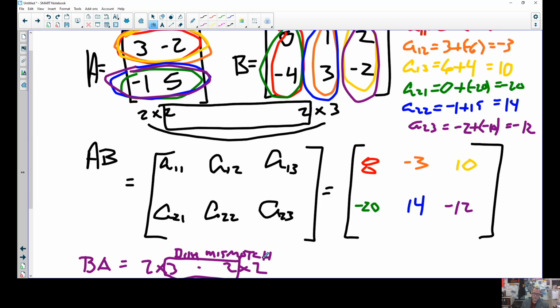Order is important in these multiplications.